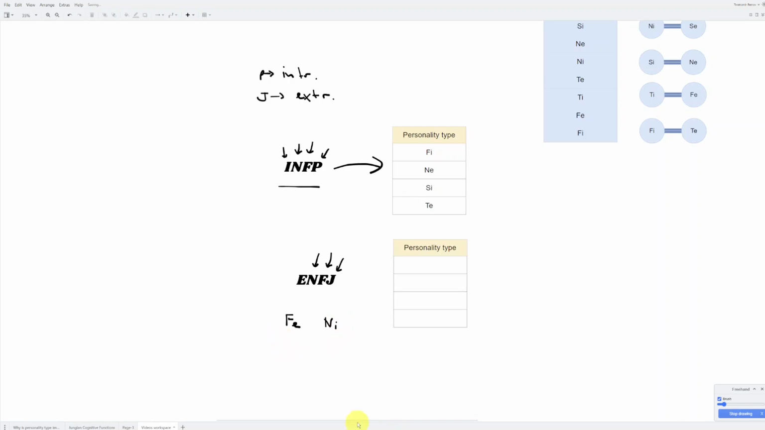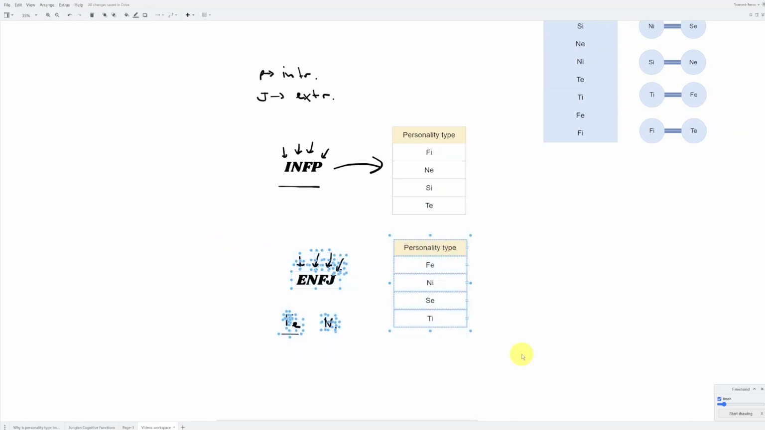Now we have the top two functions, and we look at finally what the orientation is. Here it is extroverted, which means that we start with the extroverted function. So this type is going to start with Fe, and the second function is going to be Ni, which means the third function is going to be Se, and the fourth function is going to be Ti. And this is the ENFJ personality type in terms of the Jungian Cognitive Function stack.